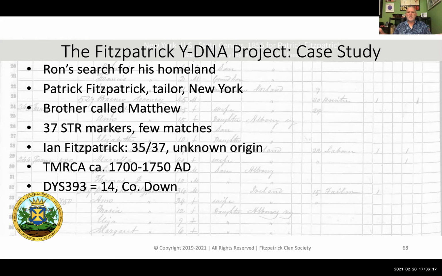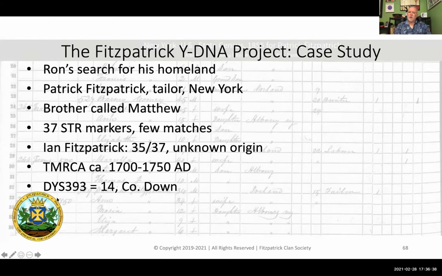So both Ron and Ian were lost. They knew they were Irish, they knew they were Fitzpatricks, but they had no idea about where they were from. And I know there's many in that category. You've got few matches, you might not match Fitzpatricks. And that was Ron's situation when he first tested, say, 15 years ago.